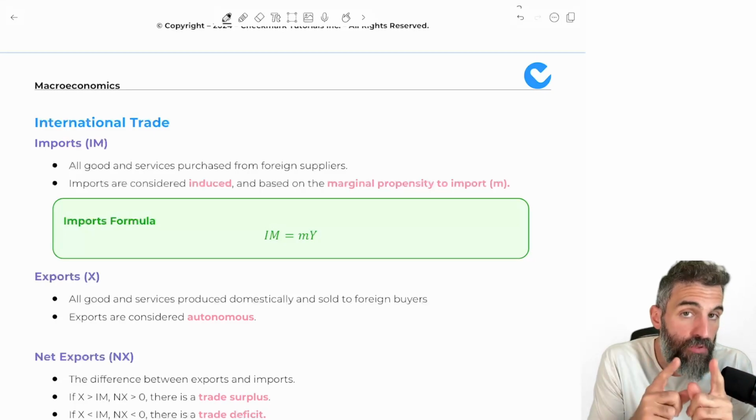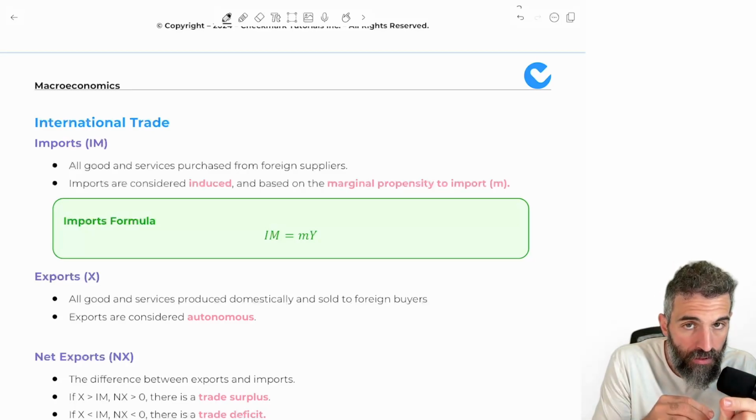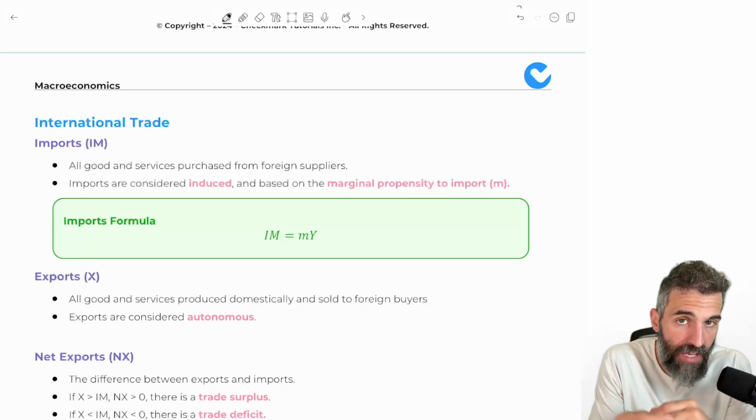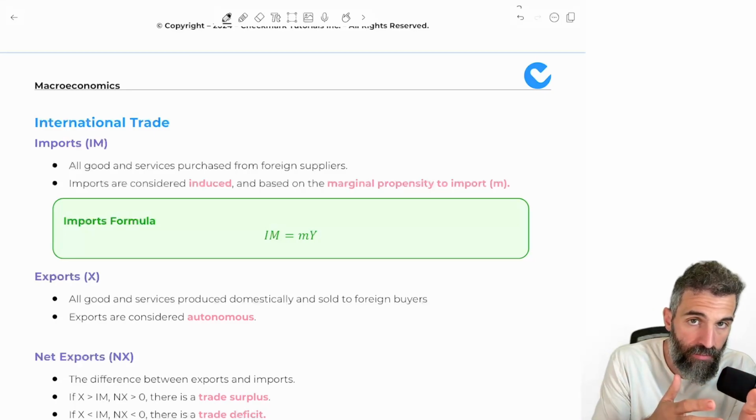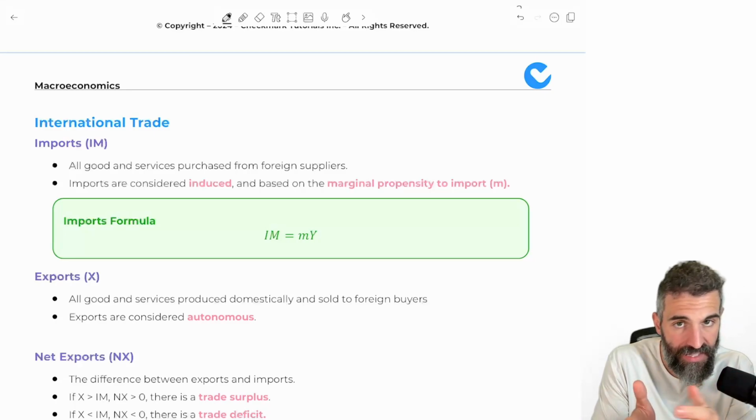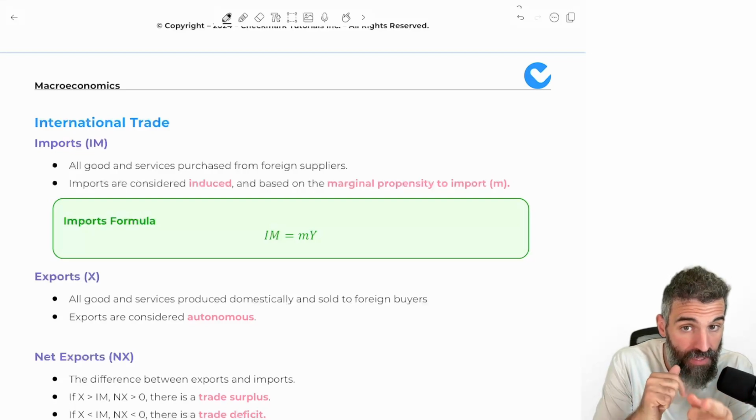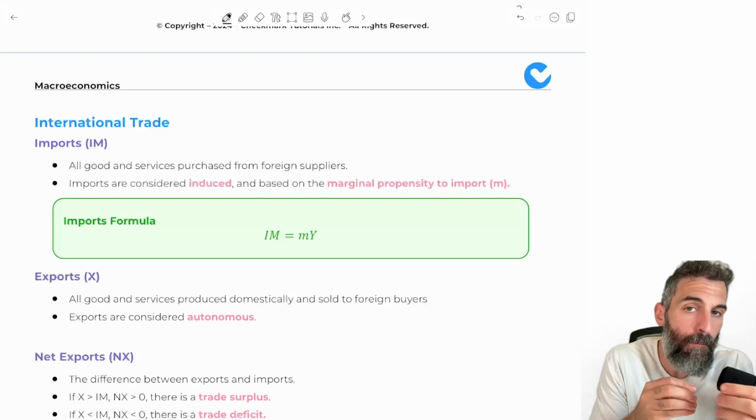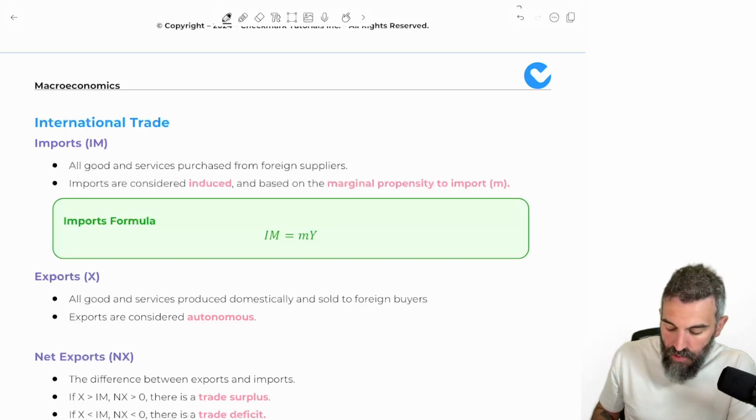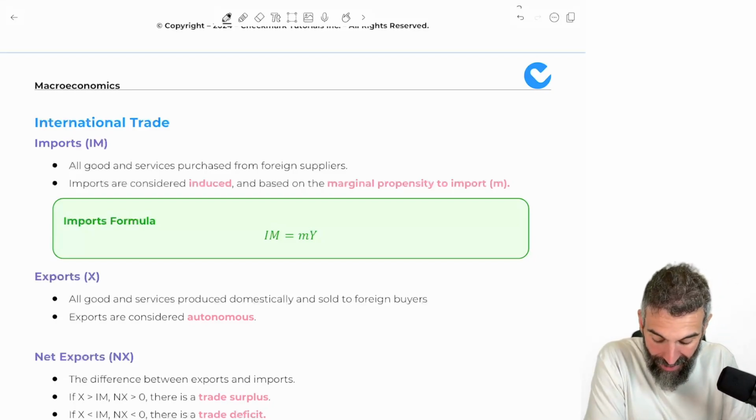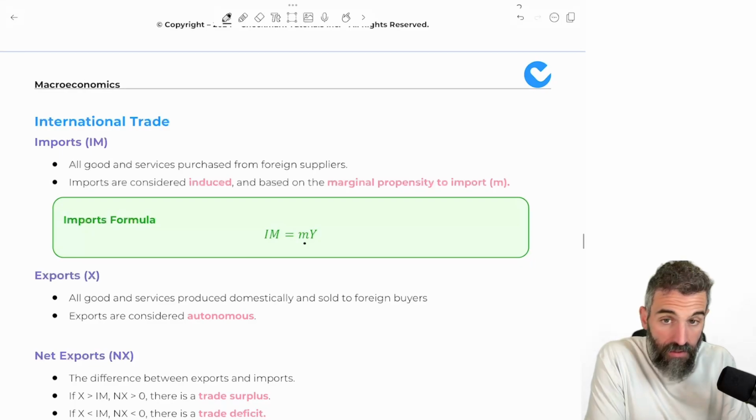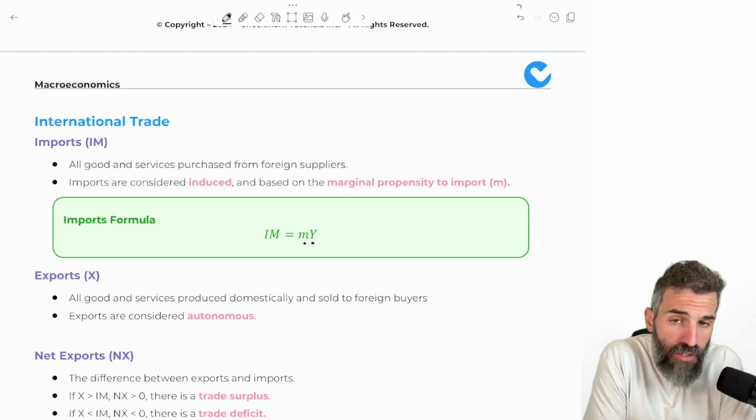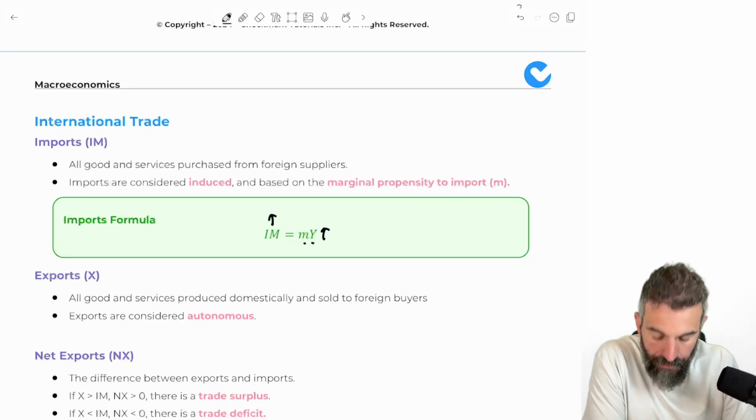Imports are considered induced, not autonomous. Induced meaning they are variable and they are a function of our national income. More national income, more imports. Less national income, less imports, meaning they're going to have a slope. And the slope is called the marginal propensity to import, or the symbol for that is M. So we say that imports, the symbol for that being IM, equals M, the slope of imports, times Y, your national income. So you see, as Y goes up, imports go up.